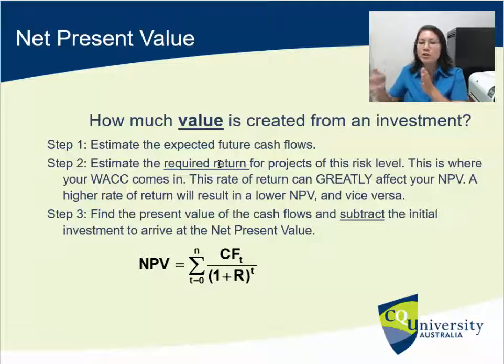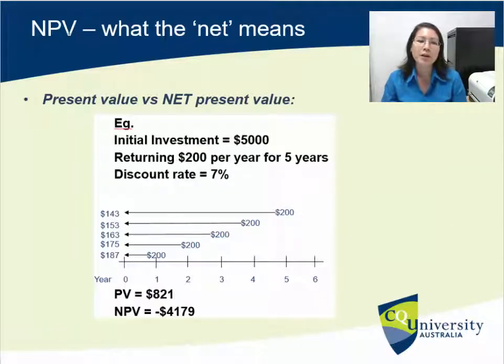What interest rate do we use to bring all those future values back to a present value? This is where the present value comes in. Then step three is we find the present value of all of those cash flows. So we add them up, we get a total present value. And then to get the net present value, we subtract the initial investment amount off, and that's why it's called net present value. So just harping on that for a minute, what does the net mean in net present value?